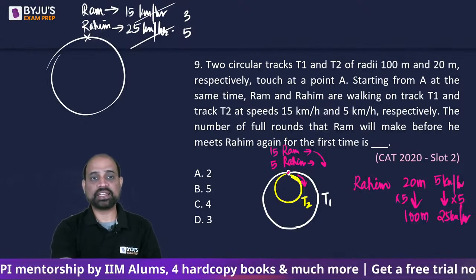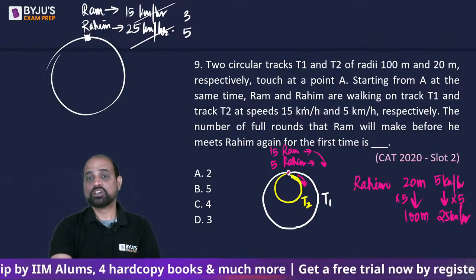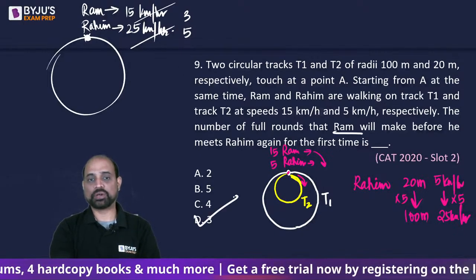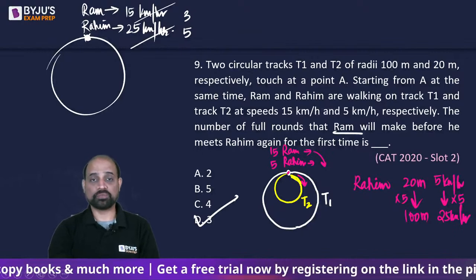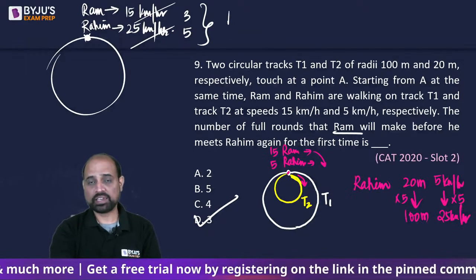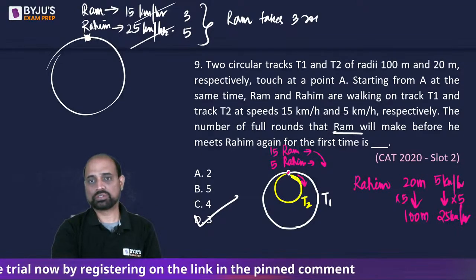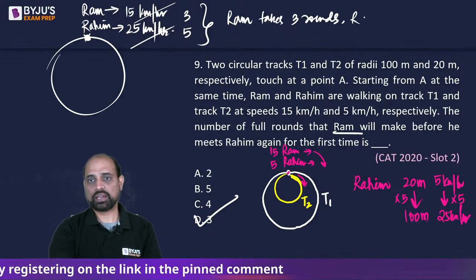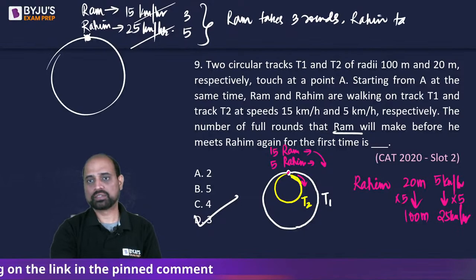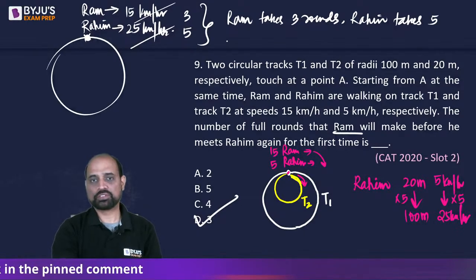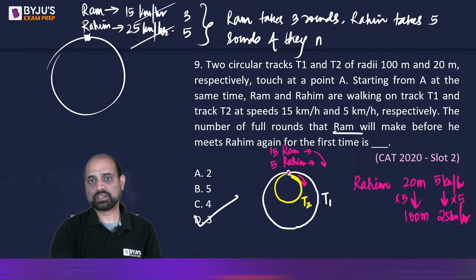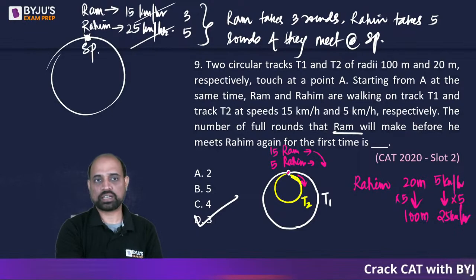So they have to meet at the starting point again. So Ram will have to make 3 rounds before he will meet Rahim. ये 3 और 5 का मतलब ये है कि Ram takes 3 rounds, Rahim takes 5 rounds, and they meet at starting point, this being the starting point.